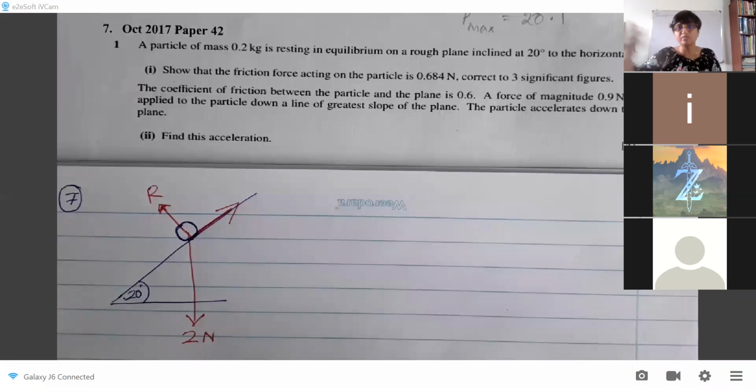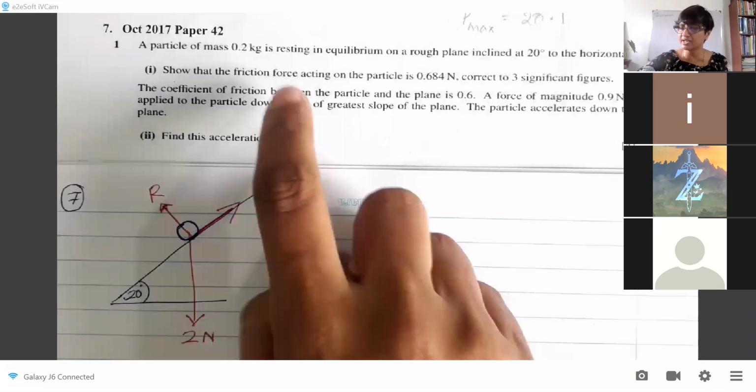And if the object is moving, friction is the maximum friction. I mean, after that, it's just... Malik has finished it while I was explaining. Okay, anyway, so this is not the maximum friction. It's just resting in equilibrium.